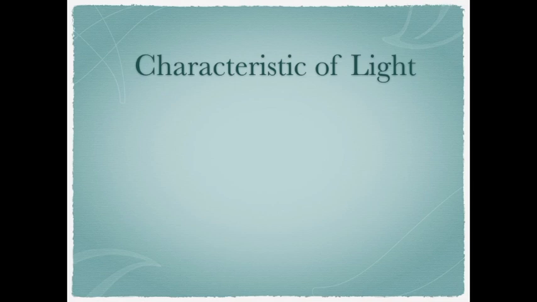So here are the 4. Number 1 is the source, of course. Second one, size and distance. There's a correlation between size and distance, so I will be talking about size and distance at the same time. The third one is direction, and the last one is color. So let's take a look at source.